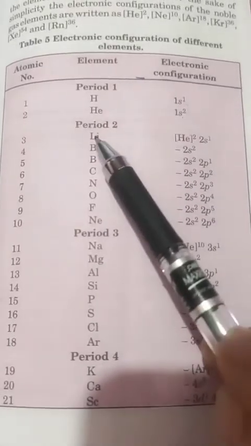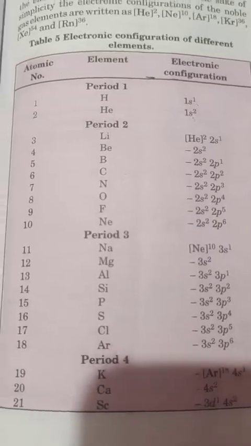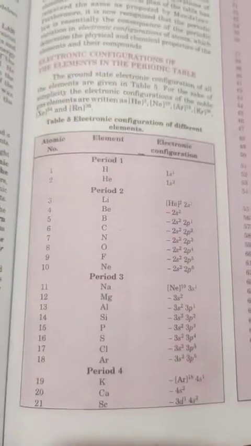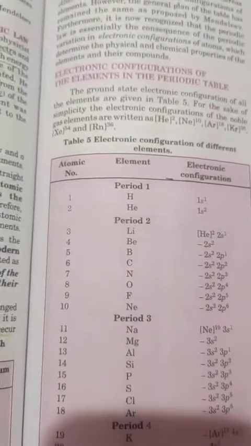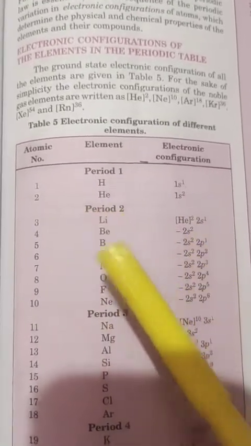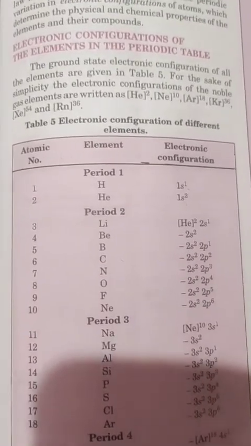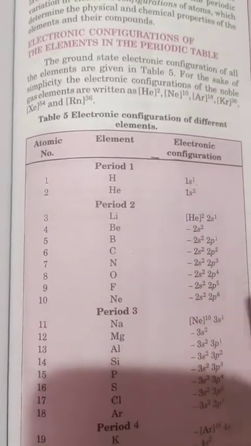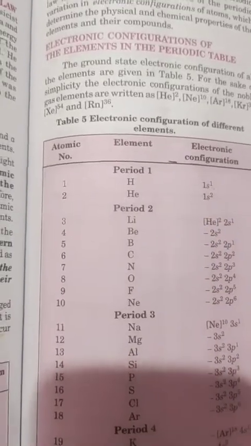So in period 2, all the elements in a period have the same number of atomic orbitals. So the elements in one period will have the same number of atomic orbitals. That means in period number 2, all the elements will have the same atomic orbitals, like 2s here and then 2p. So everyone will be in the same atomic orbital.